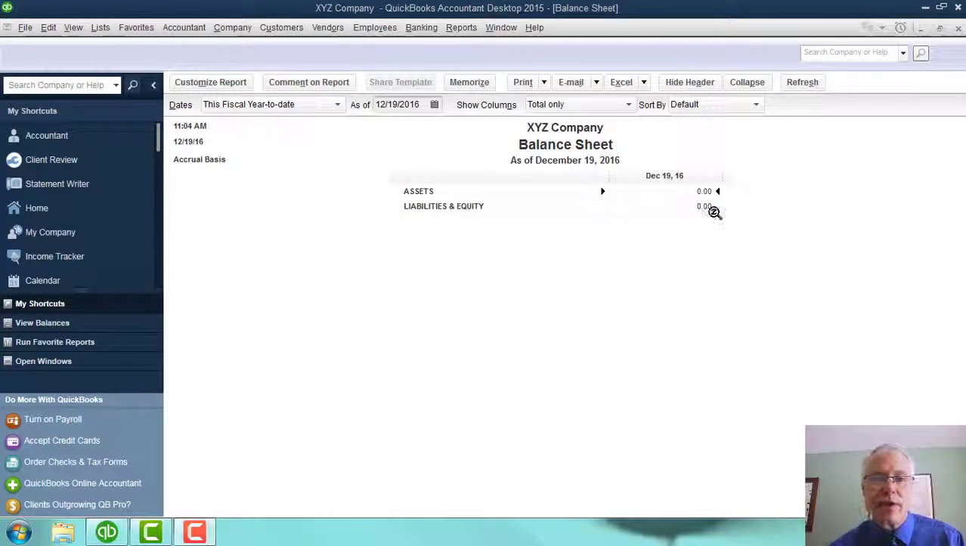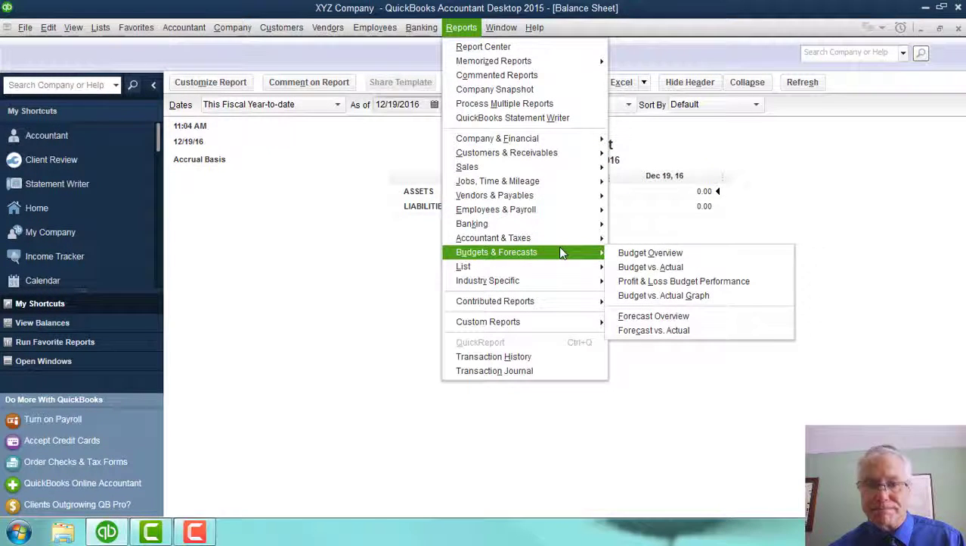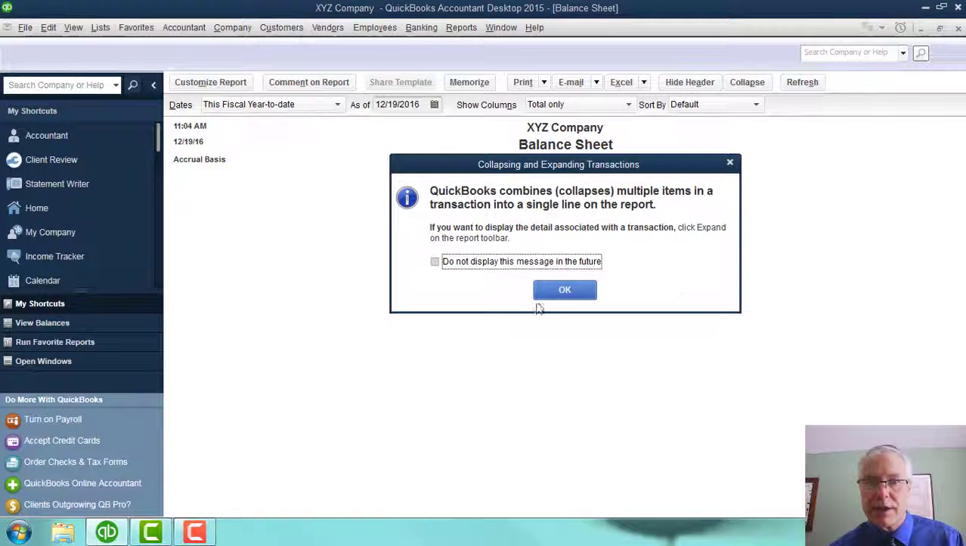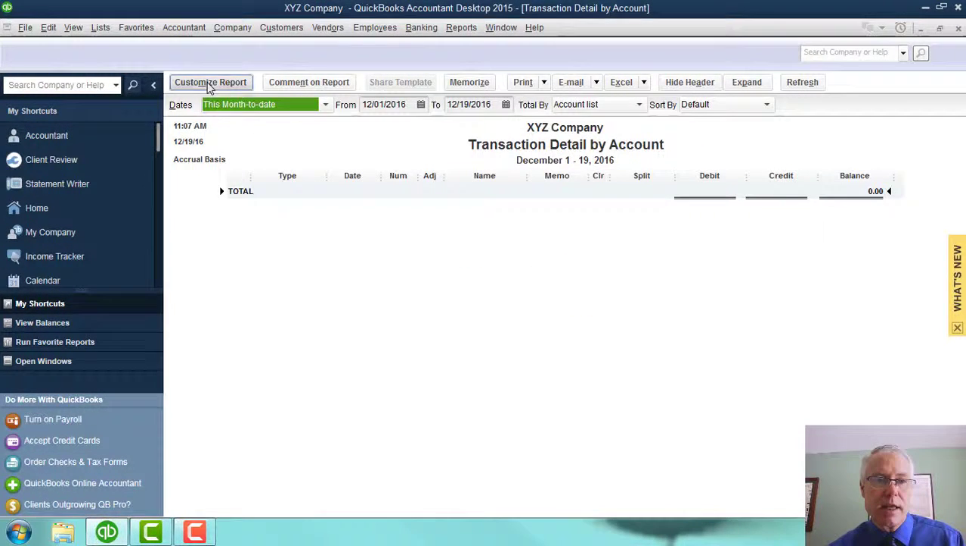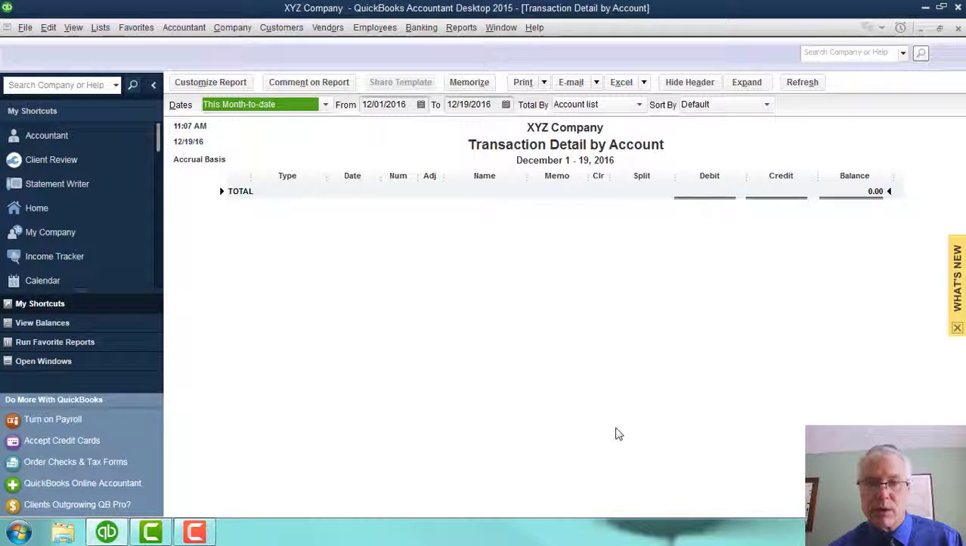All right, so what we have here is a company I created, XYZ. It's QuickBooks 15. There's no transactions in this yet, so we're going to make them as we go along. The first thing I'm going to do is create a report in here called Transaction Detail by Account. I'm going to customize this a little bit. Okay, we got the debit and credit split. All right, we're all good on this.